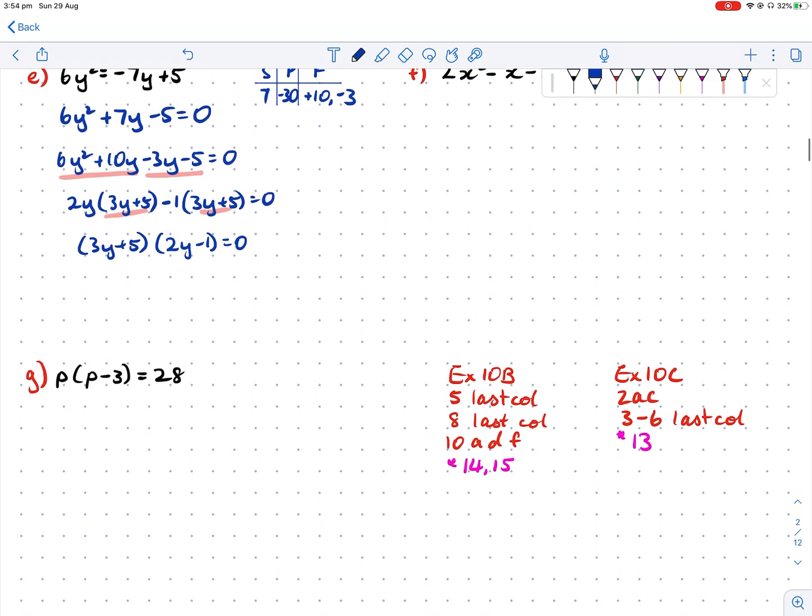All right, so from here, now that we've got the product, either this one is equal to 0 or this one's equal to 0. So we've got 3y plus 5 equals 0, or 2y minus 1 equals 0. Now hopefully you're okay with solving these linear equations now. y is equal to negative 5 over 3, or y is equal to positive 1/2. That's your solution.